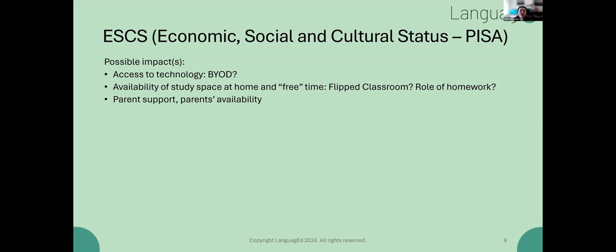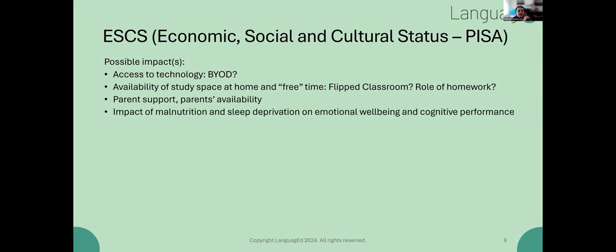Kids may have different levels of parent support and parents' availability to come and talk to you if there are issues, for example, with their behavior. They may have the parents' support to do their homework. This can create inequality between your students. On a very extreme, but sadly sometimes true level, you might want to consider the impact of malnutrition and sleep deprivation on your students' emotional well-being and cognitive performance. Obviously, extreme situations, but still things to be aware of.